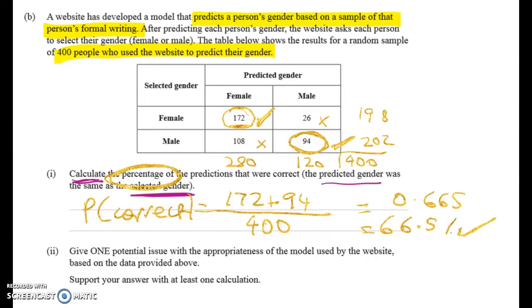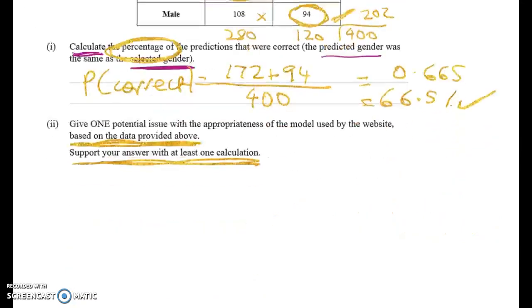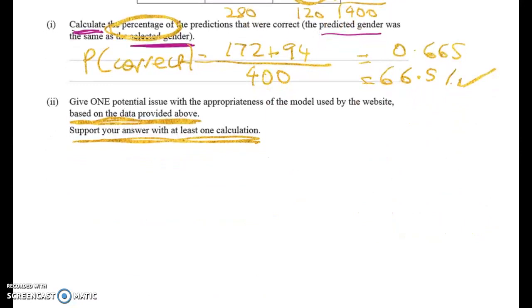Give one potential issue with the appropriateness of the model used by the website based on the data provided above. So really what they're guiding you to do here is to do a calculation. Support your answer with at least one calculation. So yes, you could make a criticism that the model has just got male and female gender in it and doesn't take account of other genders, but that probably wouldn't have got you the point because you had to do a calculation. So the obvious thing I think to look at is how good was the model for the two different genders. And it turns out that that is what the mark schedule was after, which I know most of you, that's all you really care about at this point of the year.